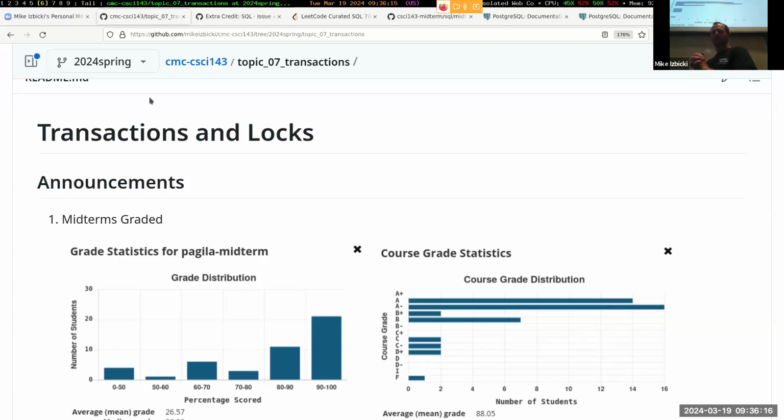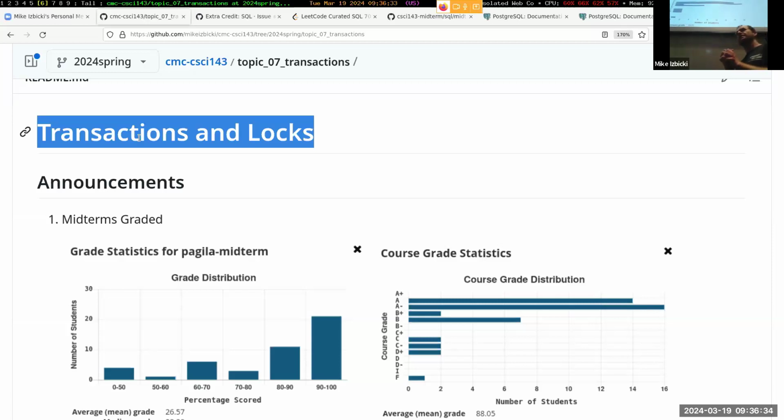Your midterms, everything in the class at this point has been graded. So we'll start today going over just that sort of administrative stuff, what the midterm looked like, grades, answers, and then we'll get into this new topic today about transactions and locks.